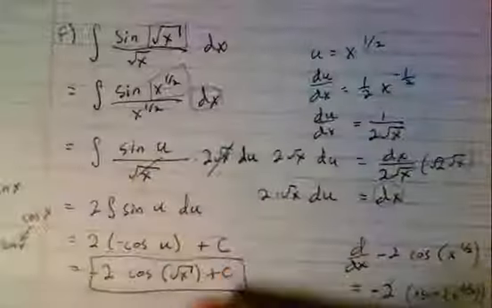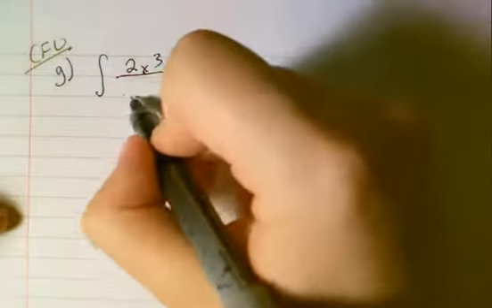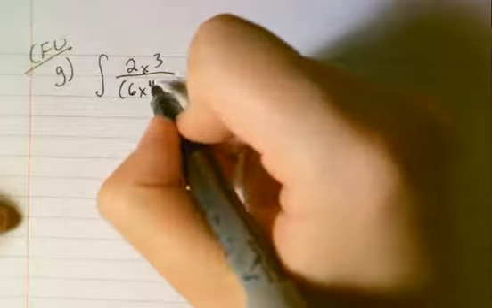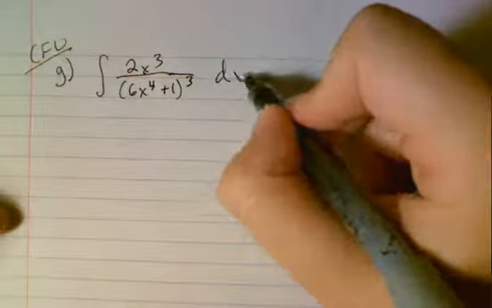The very last thing that we have is a check for understanding problem, and then we're all done. So let's do the antiderivative of 2x cubed over 6x to the 4th plus 1 cubed dx. Try that one on your own, or restart the video when you're ready. Pause the video now.